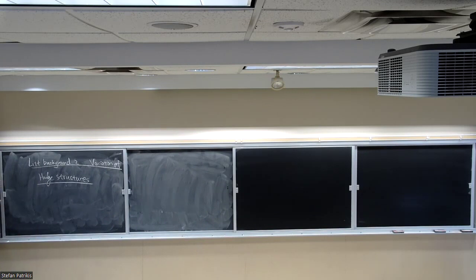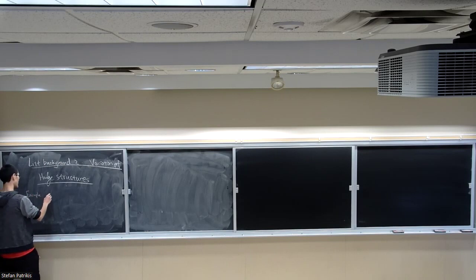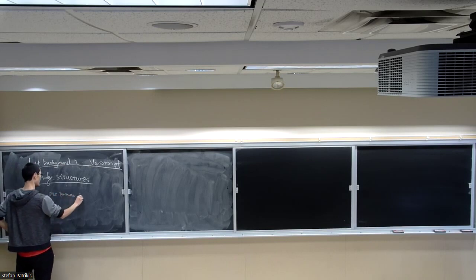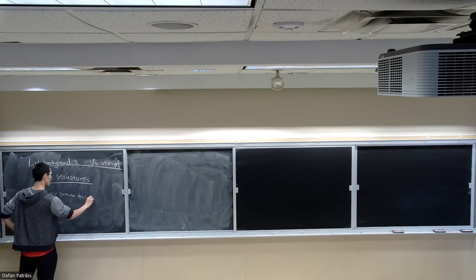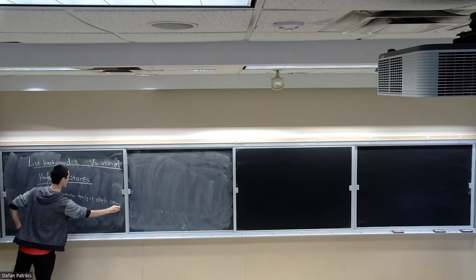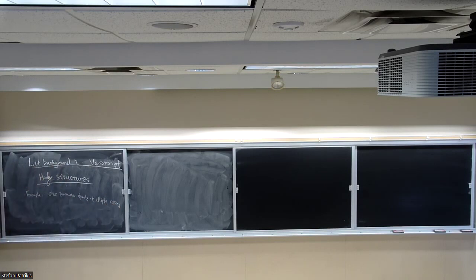This talk I will mostly talk about variations of Hodge structures, and the structure is the following. Our working example is just a one parameter family of elliptic curves. That's where the Hodge theory and the variation of Hodge structure starts.